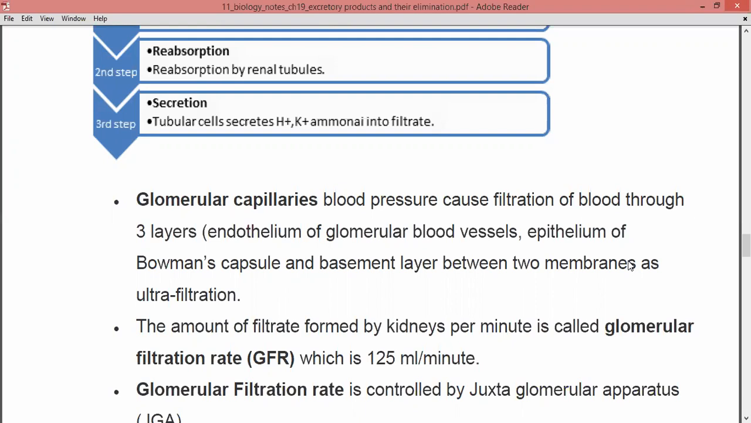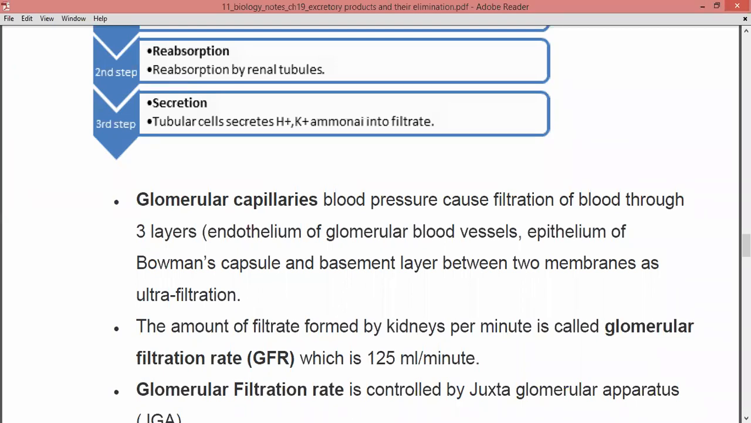Now, the amount of filtrate formed by the kidneys per minute is called the glomerular filtration rate, or GFR. For a normal person, the GFR is 125 ml per minute. So in 1 minute, 125 ml of blood is filtered. The filtrate is the waste which has been filtered out from the blood.